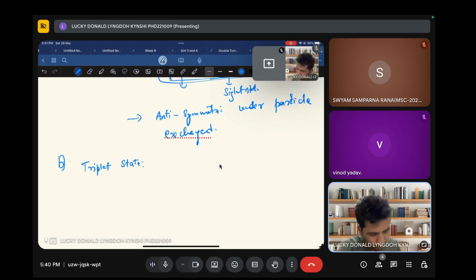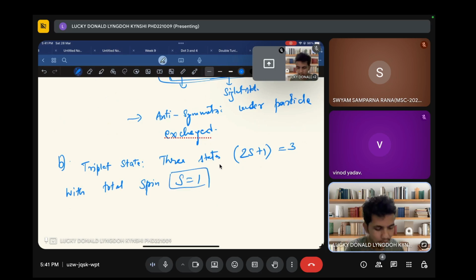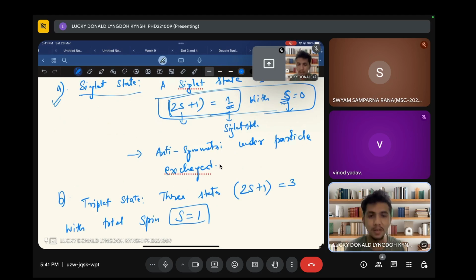Okay, in a triplet state, what happens? There are three states in the triplet state. That is 2S plus 1 equal to 3 with total spin S equal to 1. What does it mean, S equal to 1? In the first case, the singlet state, you have opposite spin. That is why you have S equal to 0. The plus half and minus half cancel. You have S equal to 0, you have one possible state.